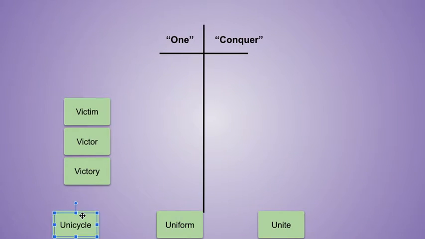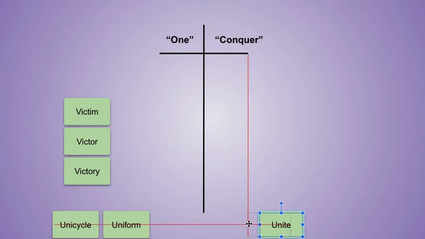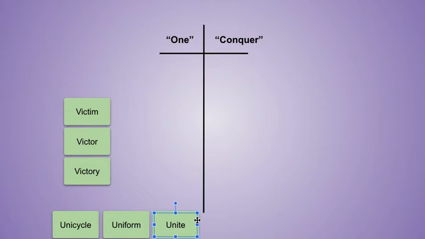How about these other words? A unicycle. Do you know what a unicycle is? Yep, I think that's a bike that has one wheel. A uniform. A uniform is like something an official would wear, and they would all wear one thing that's similar. And unite, what does unite mean? Unite is like when lots of different people come together to form one group or something.